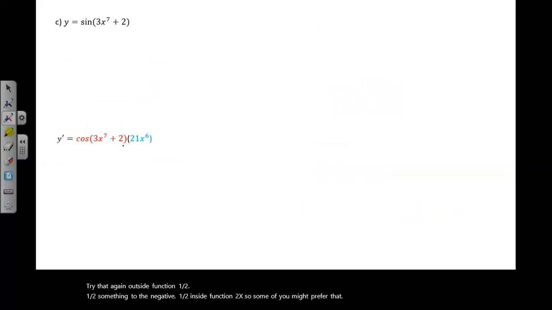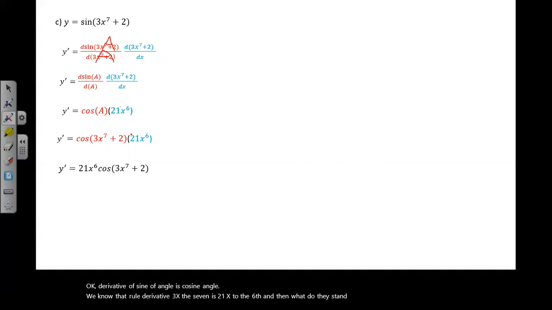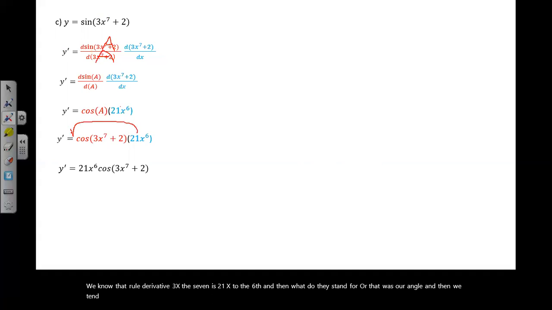Let's try another one. Don't worry about that. Derivative of sine. I would say, let's replace the angle, 3x plus 7, with an a, and then chain the derivative of the angle with respect to x. Okay, derivative of sine of angle is cosine angle. We know that rule. Derivative of 3x to the 7 is 21x to the 6. And then, what did a stand for? Well, that was our angle. And then we tend to put that at the front.